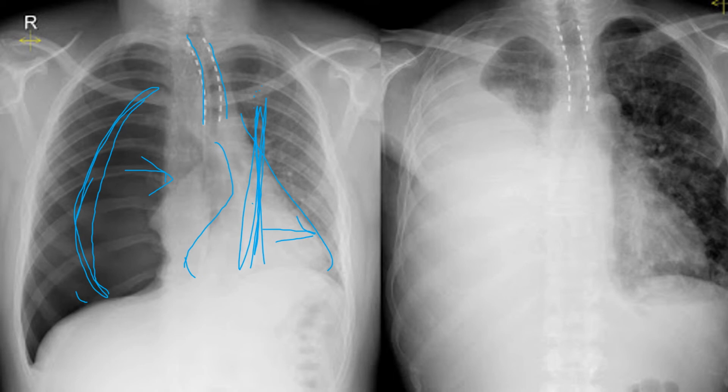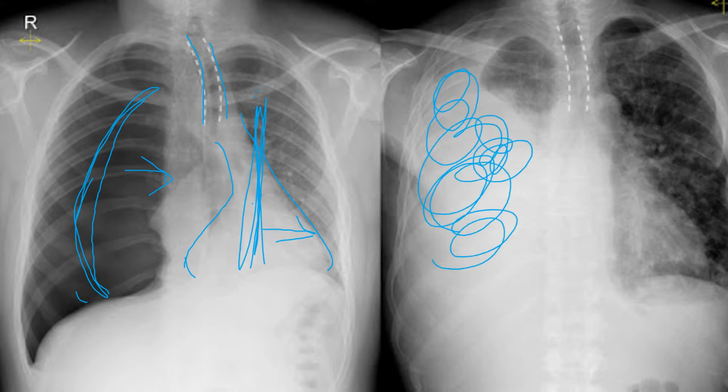Over here, we see a hemothorax, right? All this is just fluid that's built up, blood or fluid that's built up like a pleural effusion, and it's crushed that right side, that right lung, right?